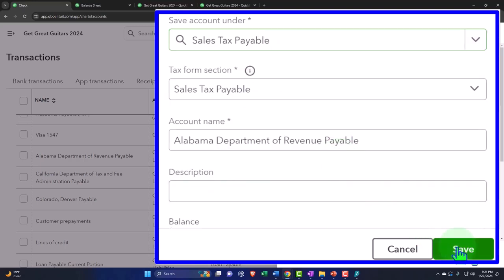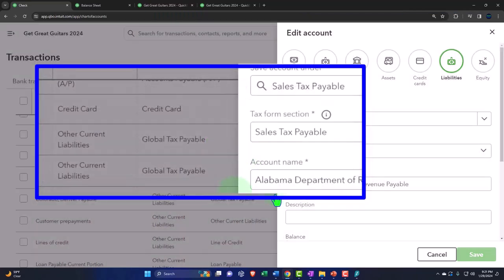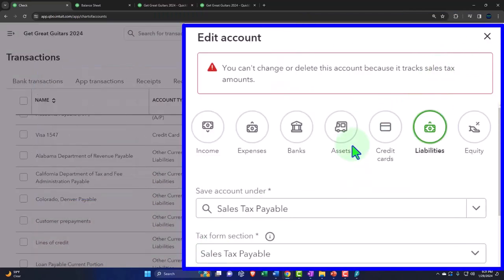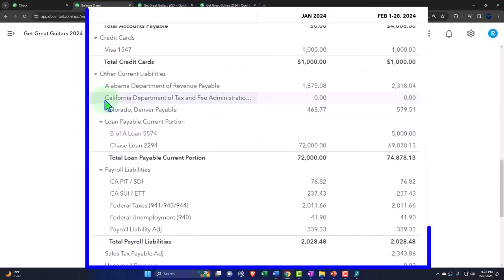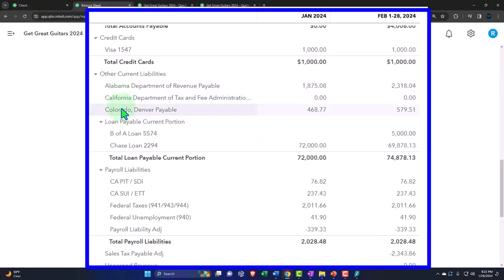All right. So now it's a subsidiary account. You can't change or delete this account because it tracks sales tax. Okay. I was afraid it might do that. You would think it would still let me put it under a sales tax account. So let's close this out and check it out again. So what do we have here? Other current liabilities and then the sales tax.